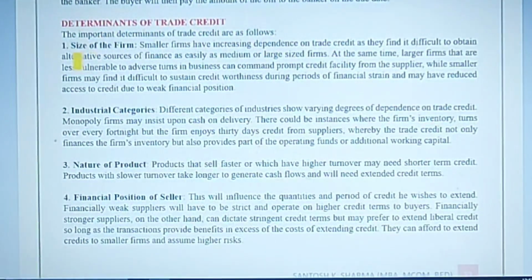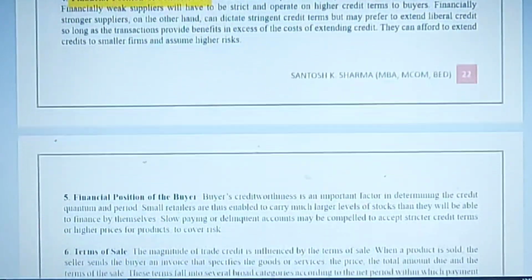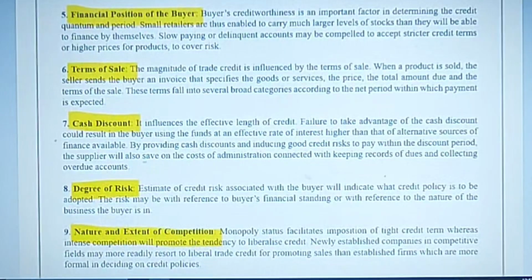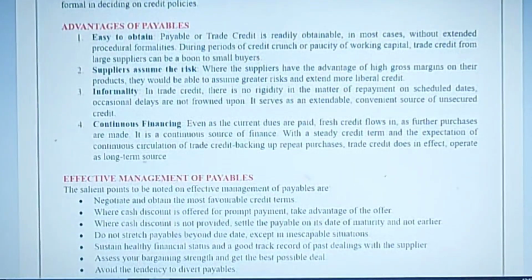So these three are used basically by the companies. There are various factors. One depends on the size of the firm, how big is the firm, then the industrial category, whether it is manufacturing or service providing, the nature of product, financial position of the seller. So these factors affect the trade payables. Fifth one is financial position of the buyer. Then the terms of the sale, cash discount available, the degree of risk, then the nature and extent of competition in the market. So all these things affect payables management.